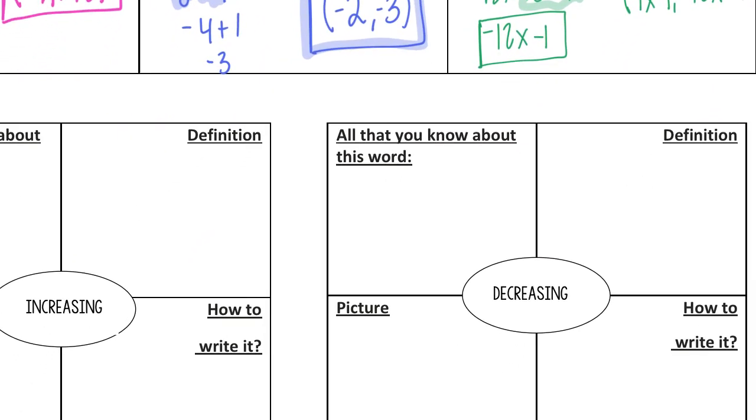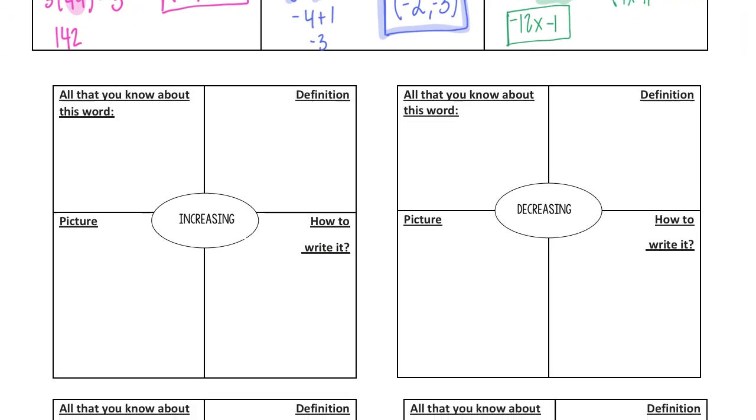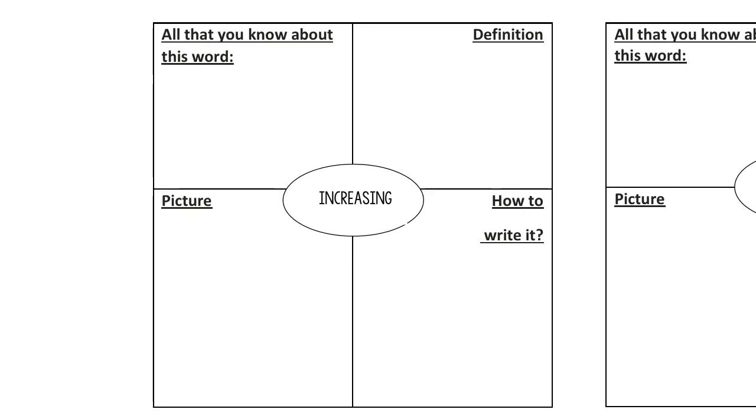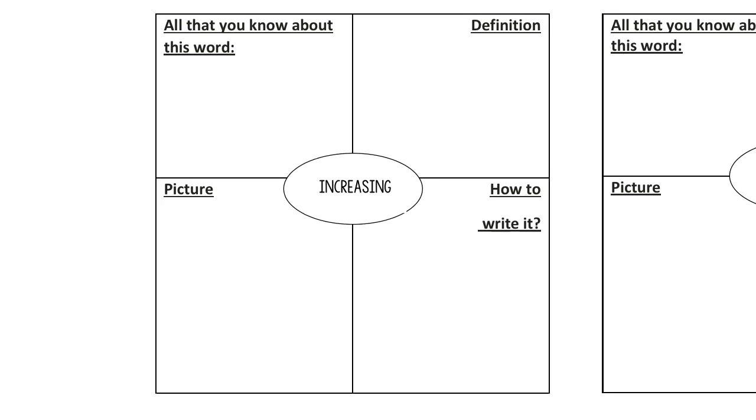Now let's take a look at some new content. The first two vocabulary words, or the two characteristics that we're going to look at, are increasing and decreasing. And they sound exactly like you would think. So I want you to take a second and think about what you think about when you hear the word increasing. Fill in your ideas right here.